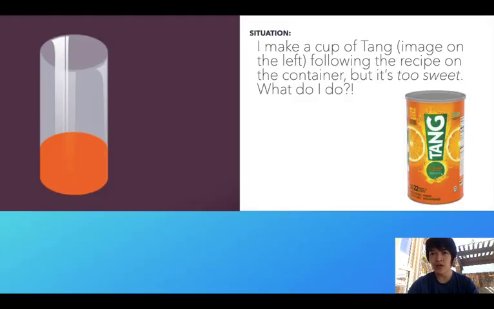I have a situation here. So there's this drink that you can mix up called Tang. It's pretty popular when I was younger. It's very bad for you though in retrospect. Anyway, I make a cup of Tang.